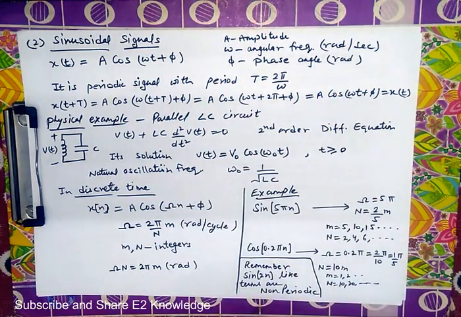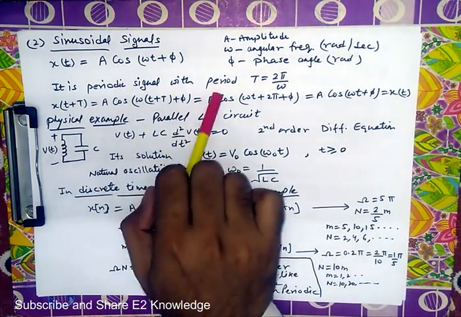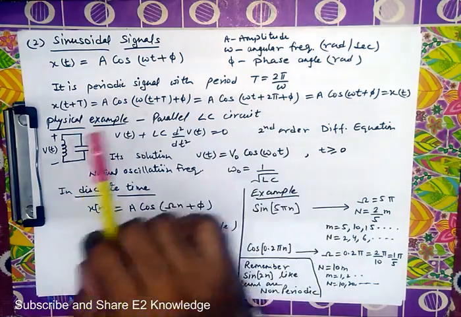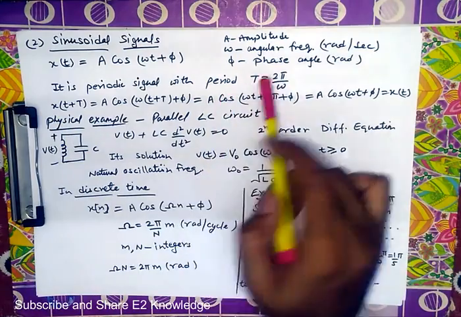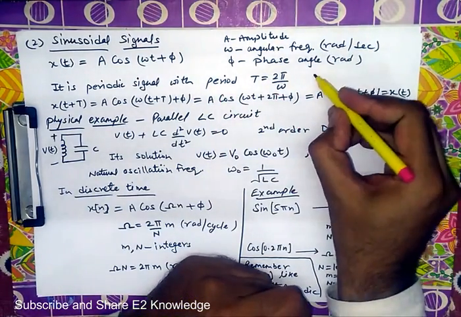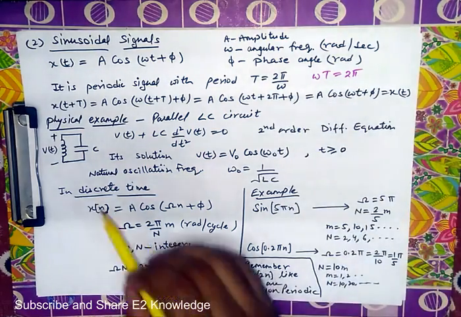It is obviously a periodic signal when it spreads from minus infinity to infinity, with period T equal to 2 pi by omega. And you can check the periodicity with this period, because from here omega capital T is equal to 2 pi, where T is the fundamental time period.